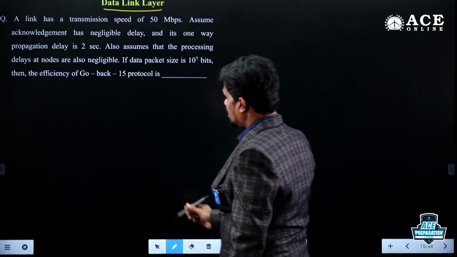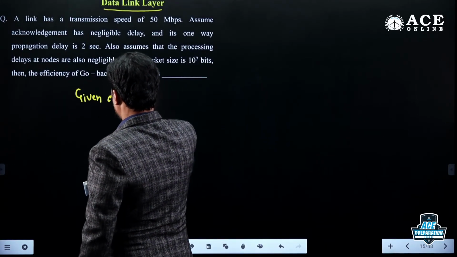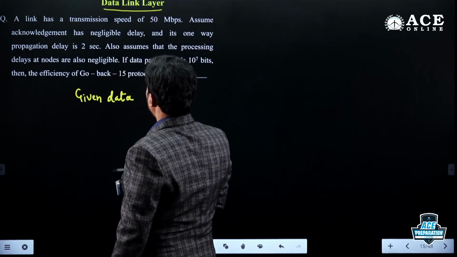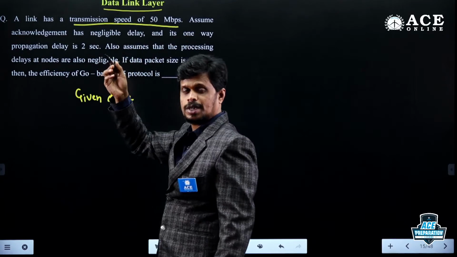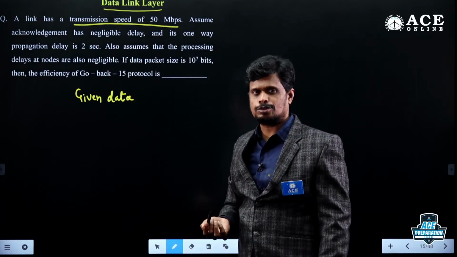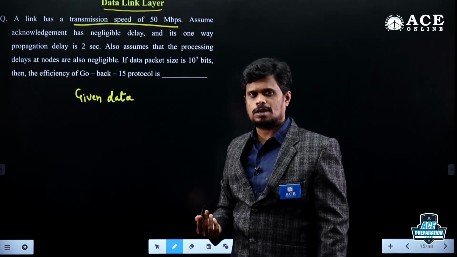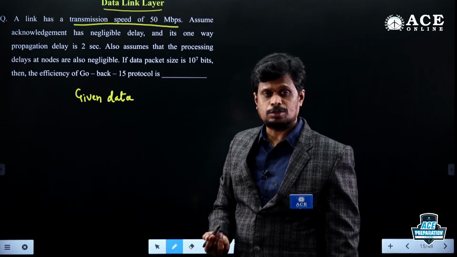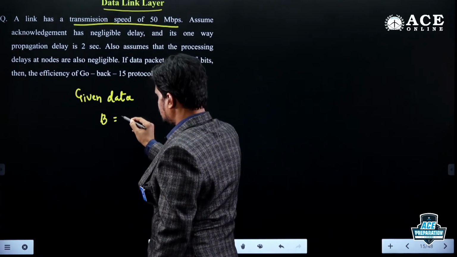So let's consider the given data here. What is the given data? The transmission speed of 50 Mbps. What do you mean by transmission speed? Bandwidth is also called transmission speed, transmission rate, bit rate, data rate, channel capacity, etc. So bandwidth is given as 50 Mbps.